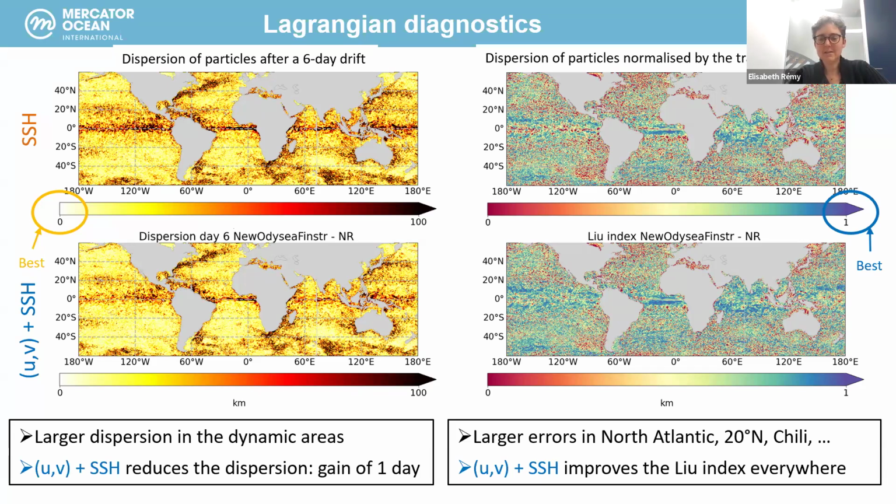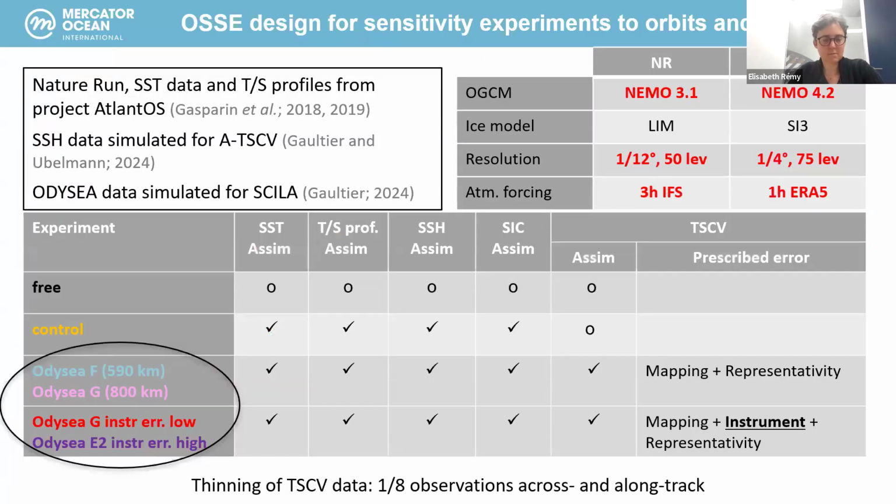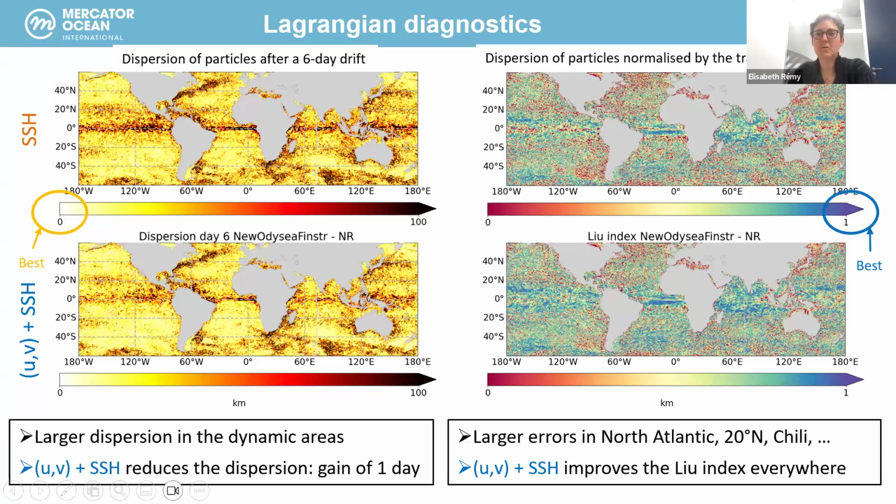And on the right is this Liu index. When it's blue, it means it's quite good, and when it's red, it means that the travel length and error are similar. But we can see that having the Odysea observations on top of the usual observations still brings improvement quite everywhere.